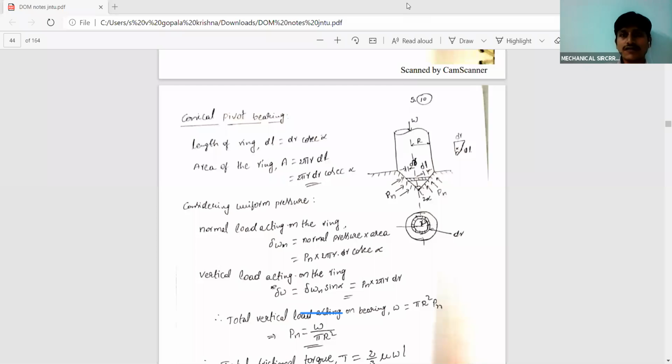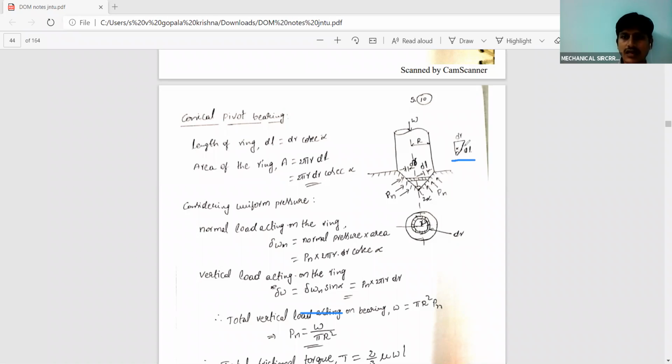So the length of the ring, just all of you observe that. For getting the length of the ring, we take one small triangle. So that is the triangle, all of you observe this one.